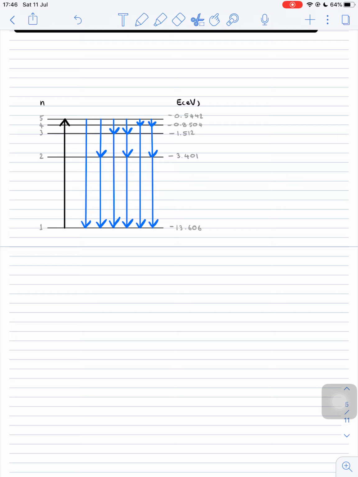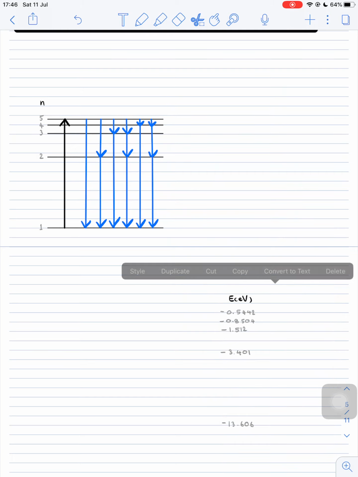What else? Okay, not enough space. Let me just add a little bit.